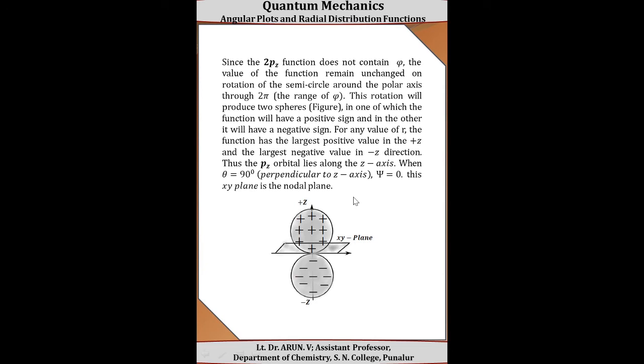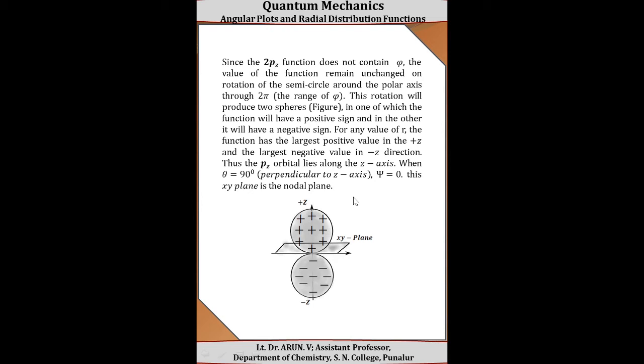Since the 2pz function does not contain phi, the value of the function remains unchanged on rotation of the semicircle around the polar axis through 2 pi degree. On this rotation, completing the other 2 semicircles, we get 2 spheres as shown in the figure. One of them has a positive sign for the function and the other has a negative sign. For any value of r, the function has a largest positive value in the positive z direction and a largest negative value in the negative z direction.